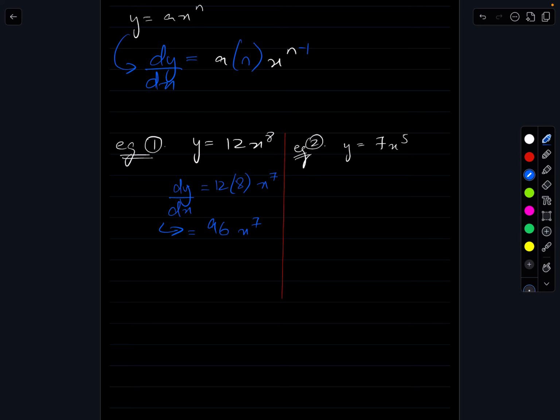So in example 2, it's the same concept again. Bring the power down to be multiplied with 7, reduce the power by 1, so it becomes 4. Thus, I have 35x power 4 as my derivative, or answer rather.